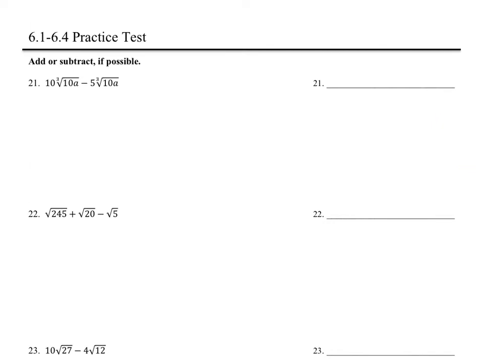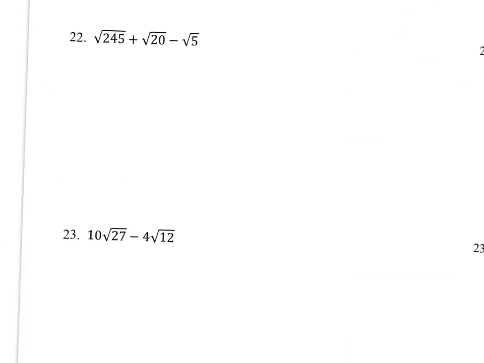Question 21. When I'm looking at my roots, you want to make sure that the indexes are the same, and they are, and the roots are the exact same, and they are. So then you're just taking your numbers in front. 10 minus 5 would give me 5 cubic root of 10a. The root does not change. I cannot simplify 10 because the only two numbers that multiply to get 10 are 2 and 5. It doesn't simplify.